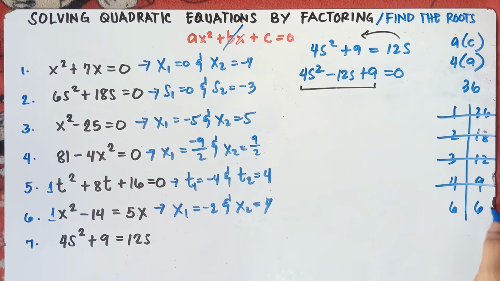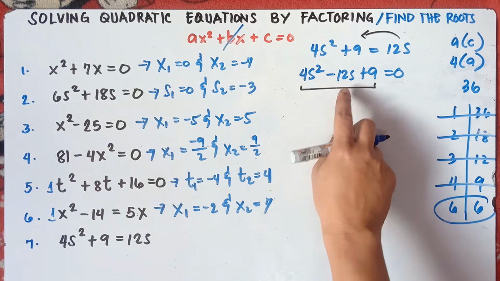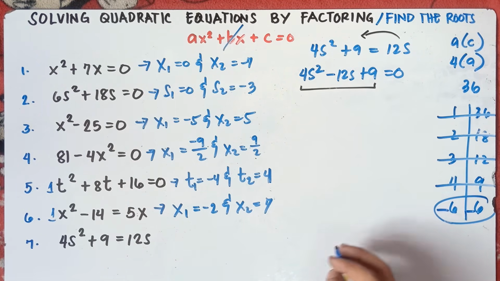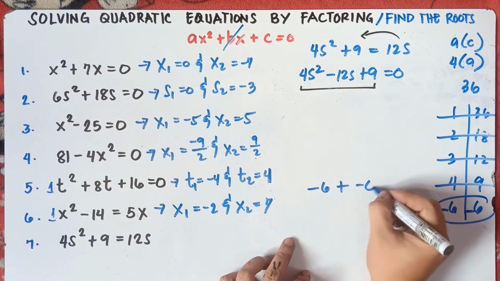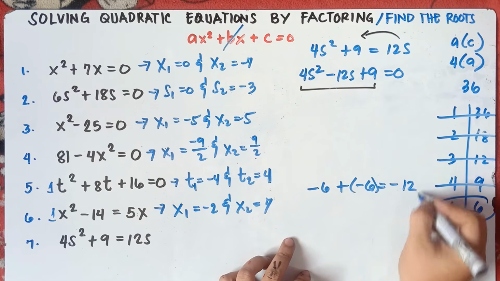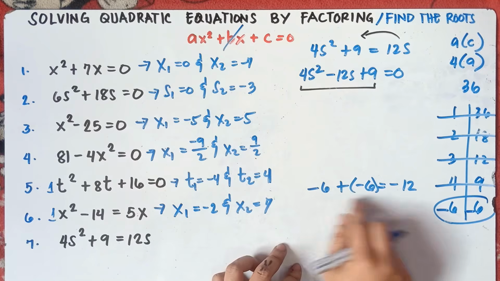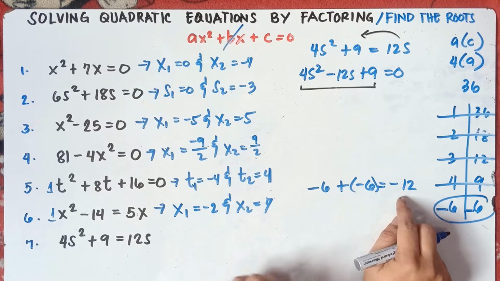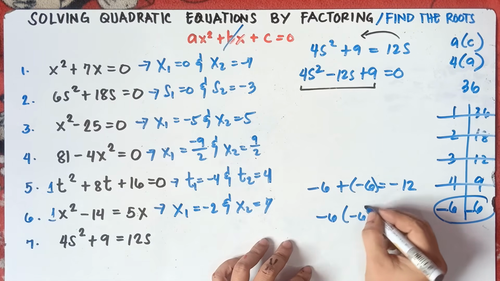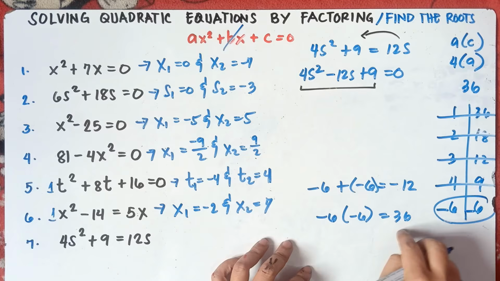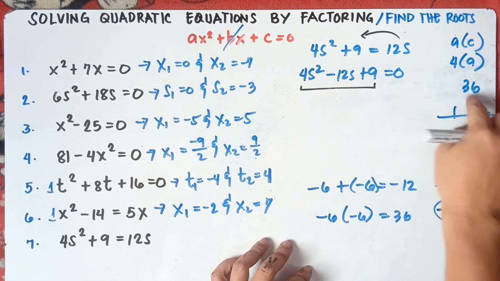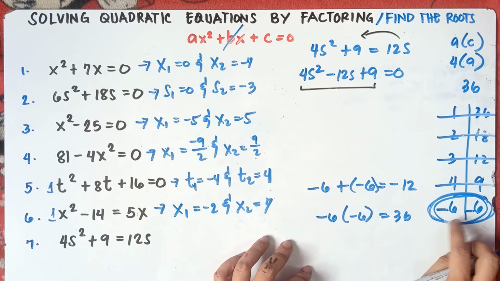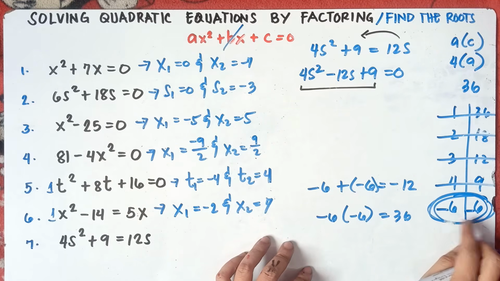Therefore, we can use 6 and 6, because 6 plus 6 would be 12. But since this is negative 12, it should be negative 6 and negative 6. If you combine negative 6 plus negative 6, you get negative 12: negative and negative, simply copy the sign, then add the numbers. And if you multiply negative 6 times negative 6, you get positive 36, since 4 times 9 is positive 36. So these will be the factors, negative 6 and negative 6.